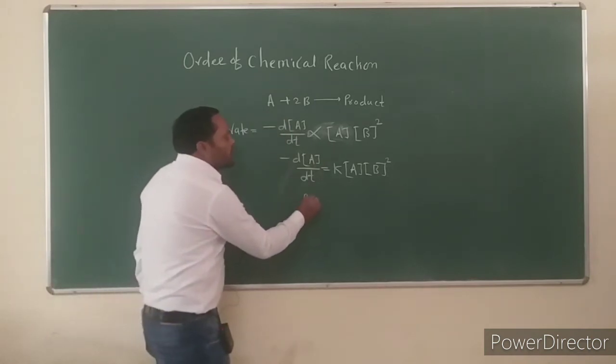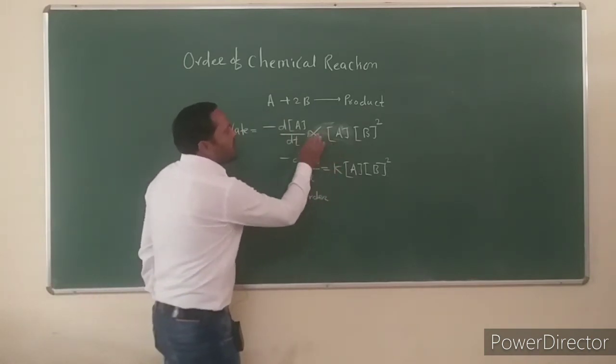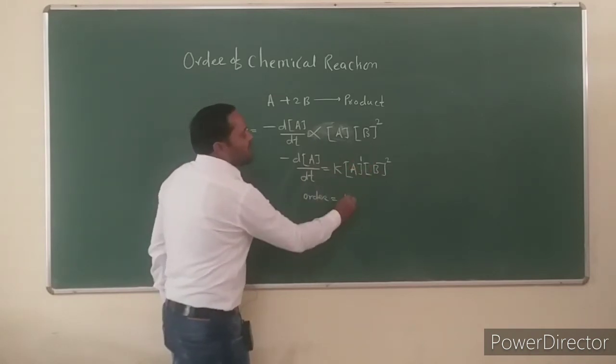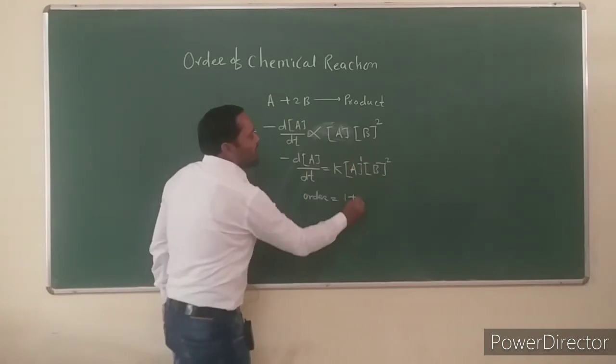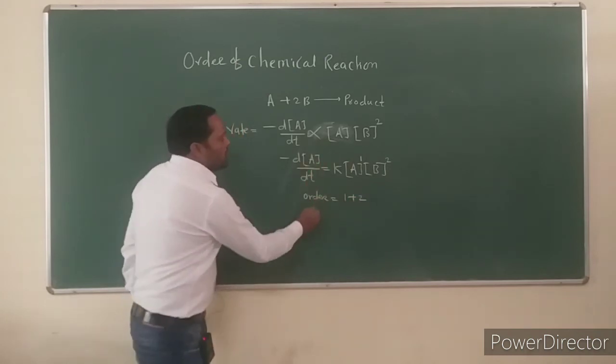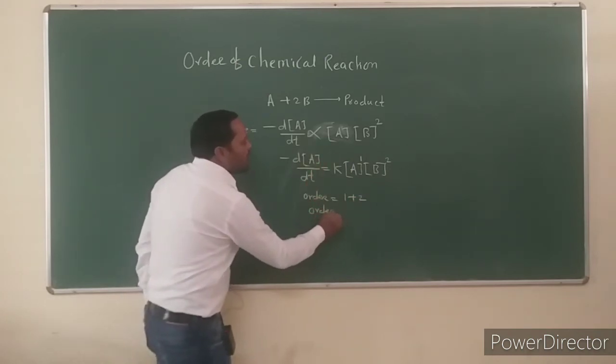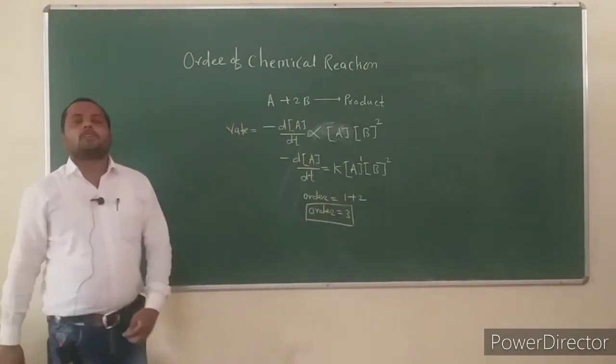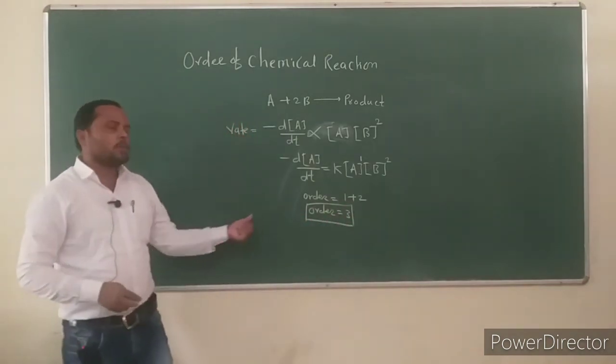What is the order of this reaction? This reaction involves two reactants in the rate equation. Reactant A has power 1, reactant B has concentration power 2. The order of the chemical reaction is equal to 3. For this chemical reaction, the order of reaction is equal to 3.